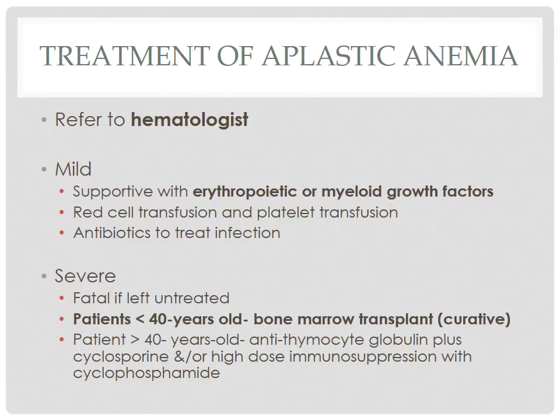In patients under the age of 40, a bone marrow transplant is the best option, and this is a curative treatment. In patients greater than 40 years old, they can try antithymocyte globulin plus cyclosporine and/or a high-dose immunosuppressive with cyclophosphamide to try and control their symptoms, but ultimately this is not a curative treatment.